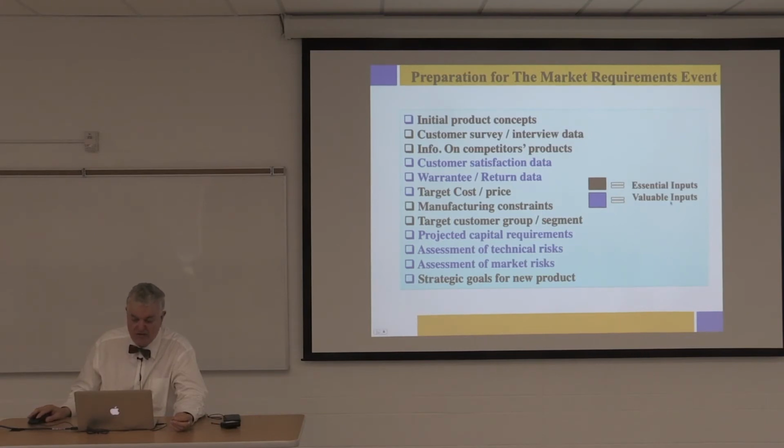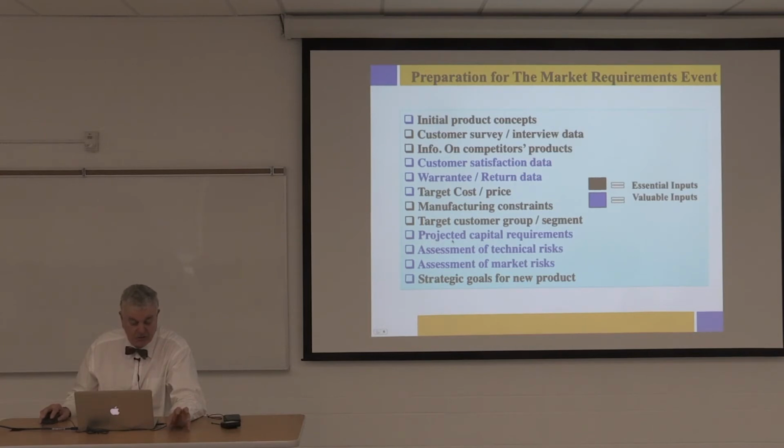And the ones in blue are valuable inputs. The ones in black are essential. You just can't do it unless you have them. Warranty, return information, nice to have that. But target cost is essential. Your manufacturing constraints are essential. Your target customer groups are essential.